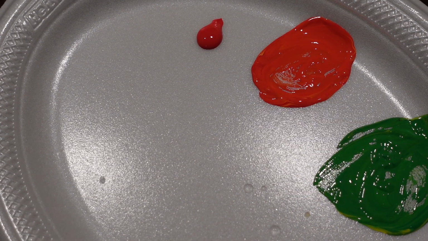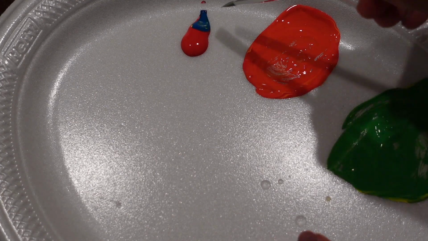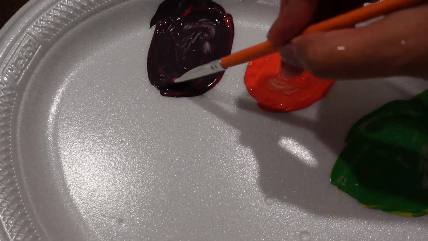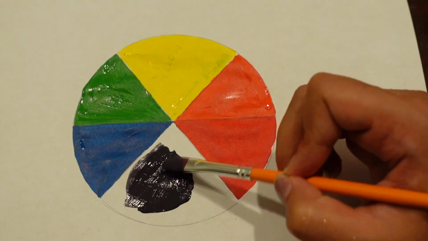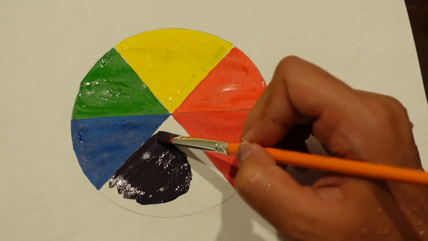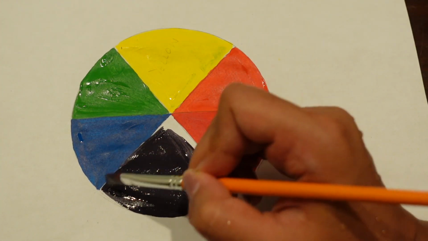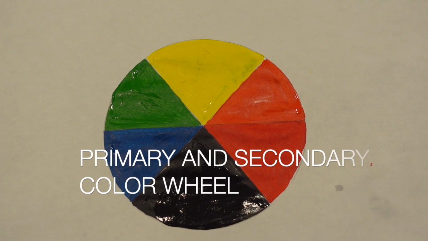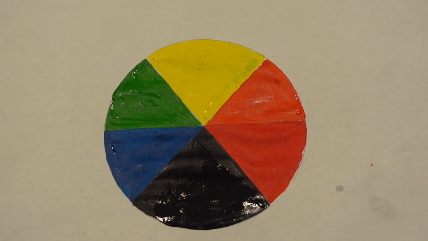Now I have taken red and blue. So you can see it has turned into purple. So my primary and secondary color wheel is also ready. So isn't it fun and interesting? I hope you enjoyed today's video.